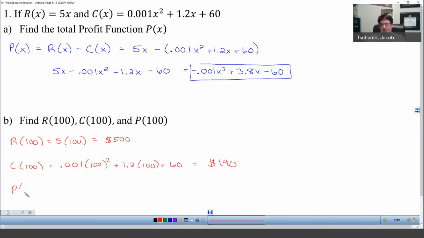And then where you can be very sneaky and very clever about this is that if you want to plug 100 into the profit function, that is fine. Or you can think realistically. If you bring in $500 of revenue and it costs you $190 to make it, then by doing basic subtraction, we could say that our profit has to be $310 just by the knowledge of what profit is. But if you don't believe me or you don't understand that idea, you can always plug 100 into the profit function in blue up here, and you should get $310.